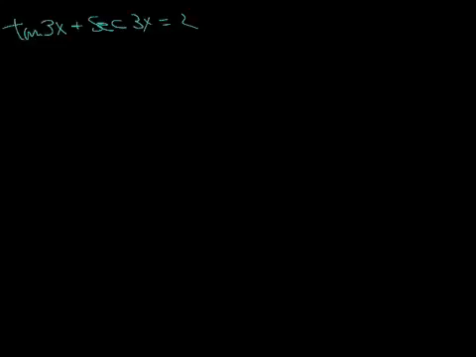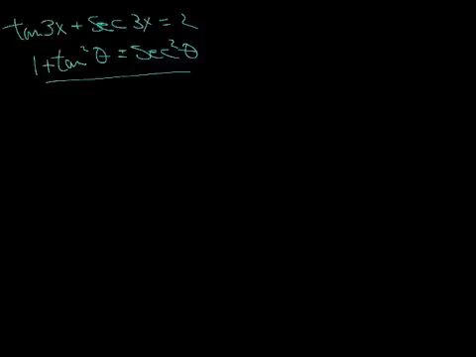Alright, so the tangent and the secant are related by an identity back in chapter 5, and that identity is 1 plus the tangent squared of theta equals secant squared of theta. So we're going to use that, and we are going to rewrite tangent of 3x plus secant of 3x equals 2, and we're going to get the tangent and the secant on opposite sides.